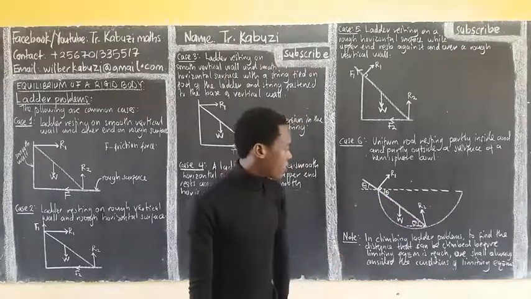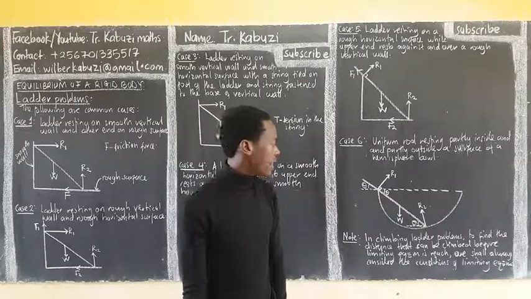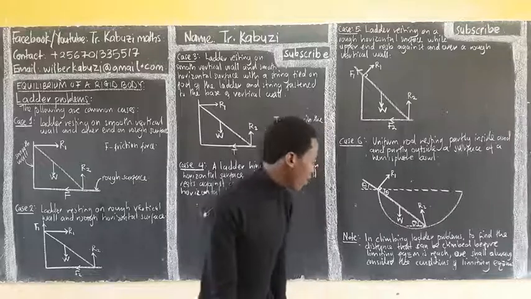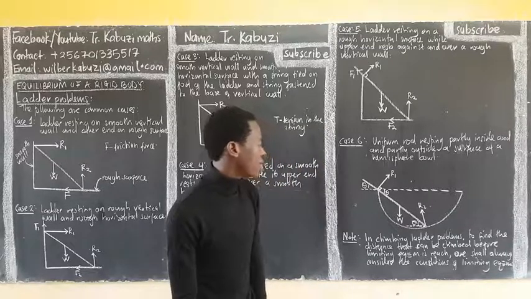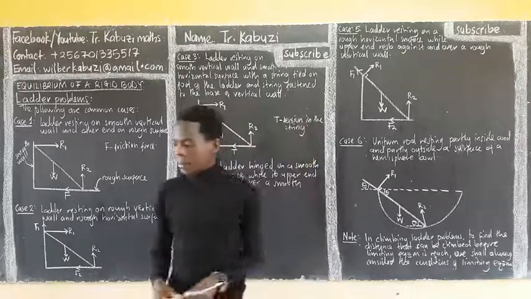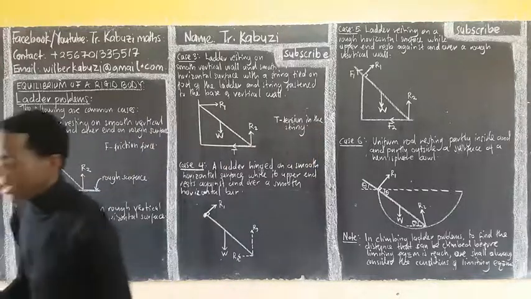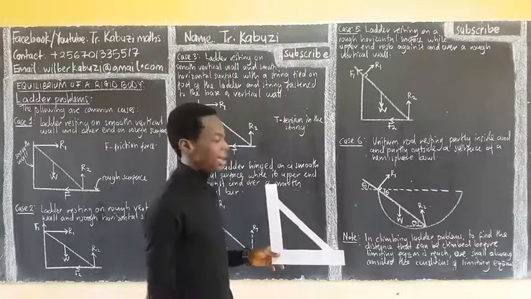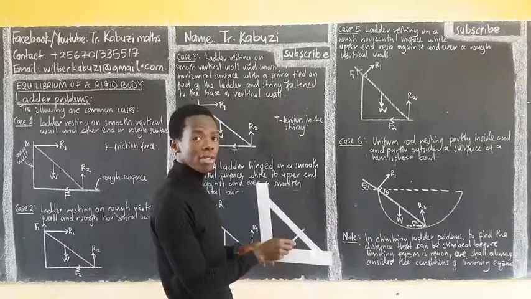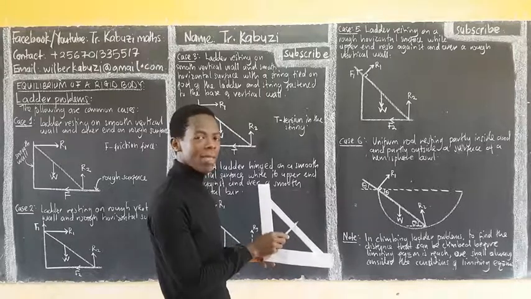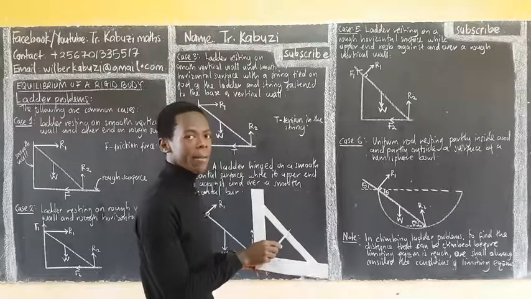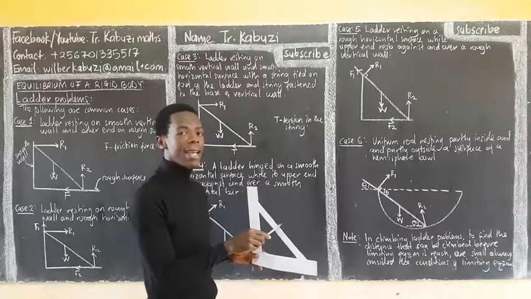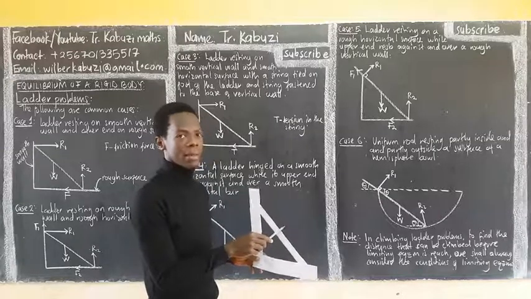In climbing ladders, the problem is to find the distance that can be climbed before the limiting equilibrium is reached. One, we shall always consider the conditions of limiting equilibrium. Now, this is the case we are talking about. If you ever try to climb a ladder and you're resting it somewhere, there is a way you rest it when this ladder is not moving. But there is that point when that ladder is about to slide. So at that point when it's about to slide, we shall consider that as the limiting equilibrium.